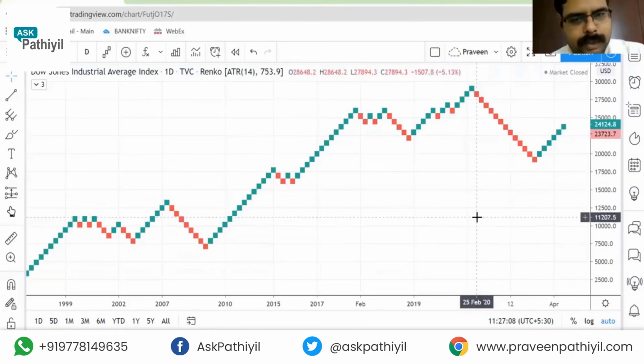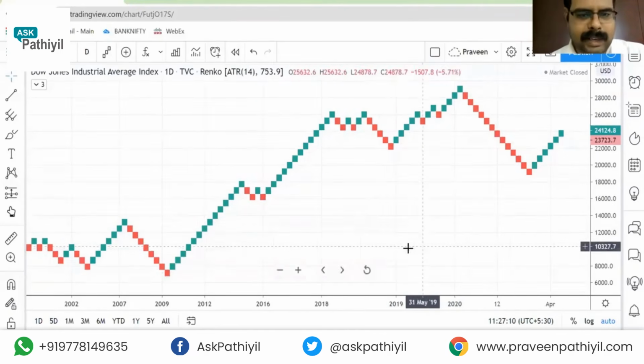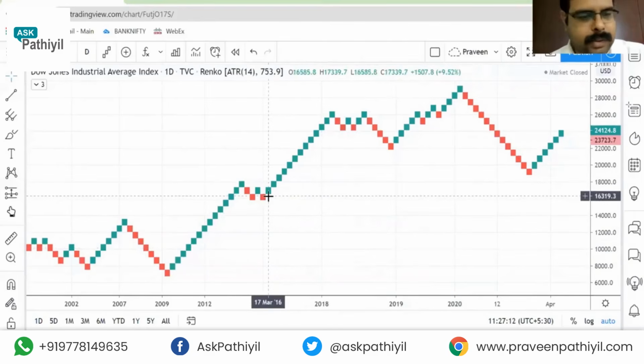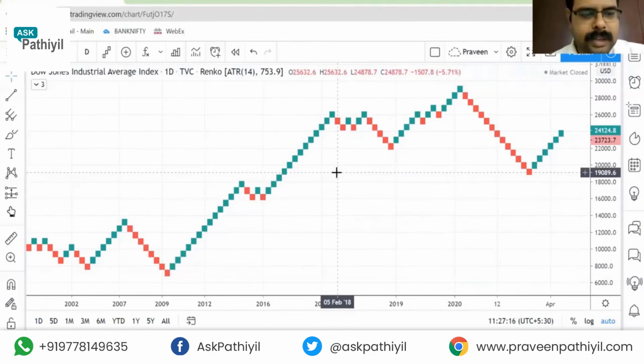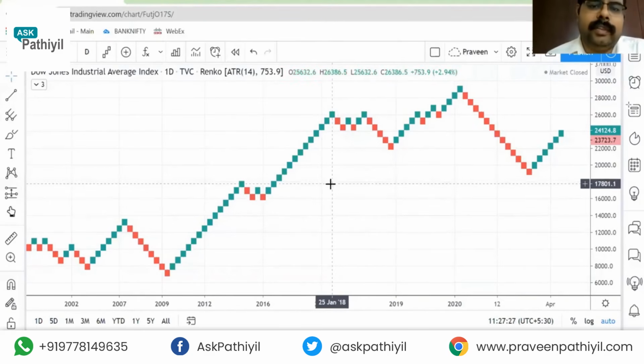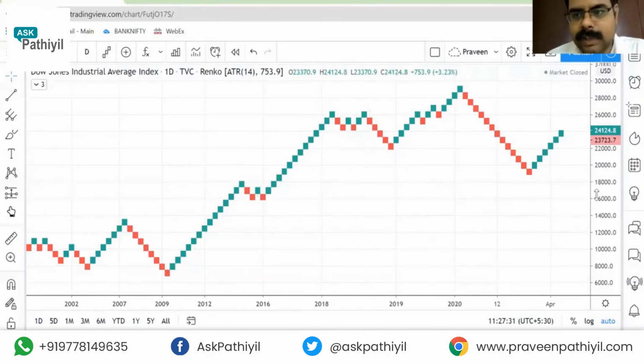It's as simple as that. You buy when the new green candle is formed and hold it till the first red candle is there. Once the red brick has been formed, then you exit and take a trade on the opposite side. It's as simple as that, but this is a basic definition of how you go about the Renko charting, looking at this particular Renko chart.